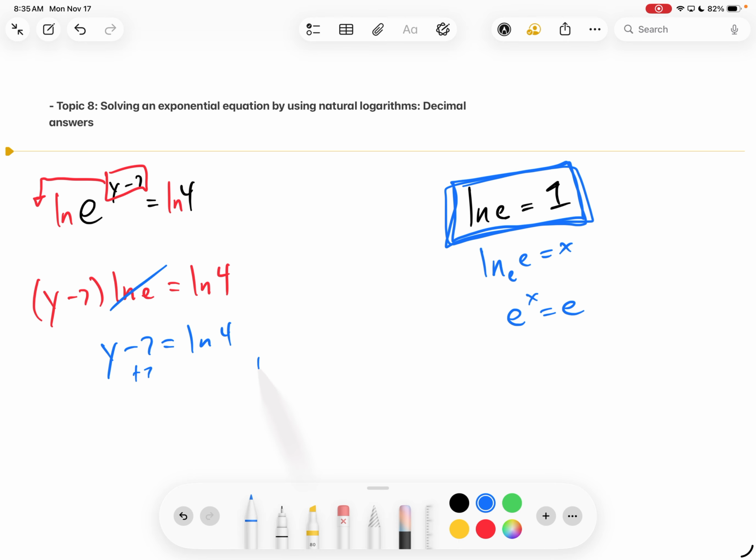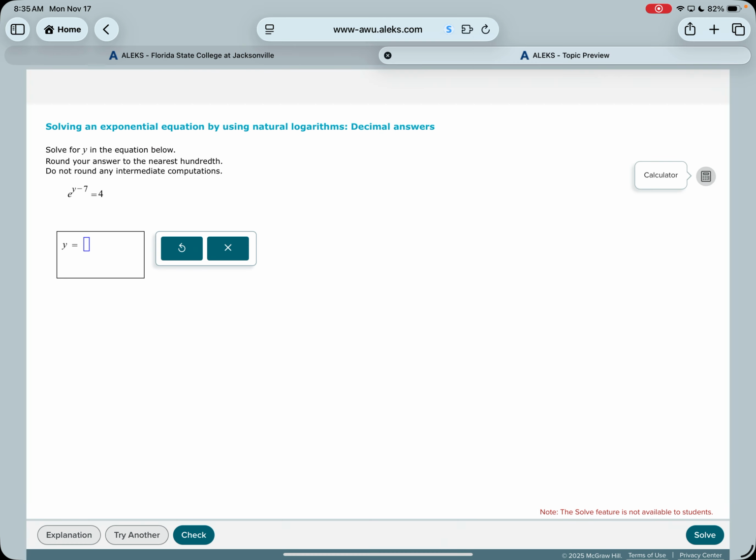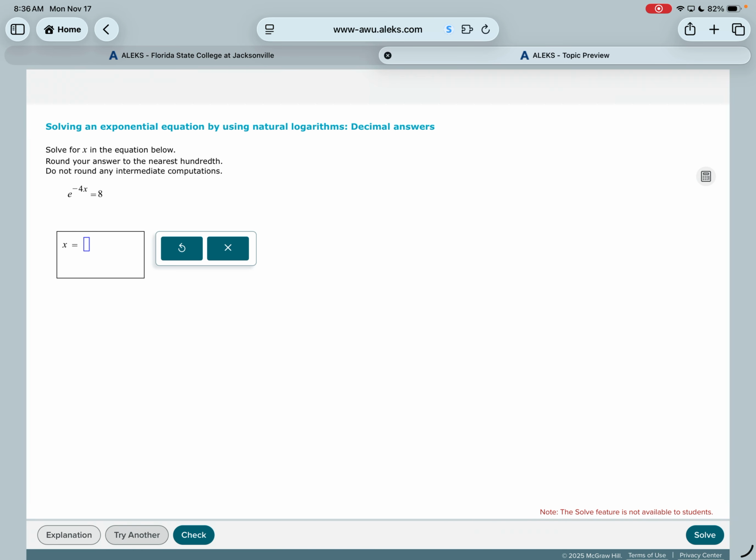So now I add 7 to both sides. Do not make this like ln of 11. These are separate numbers. This is its own little thing. You cannot make that 7. You got to do the ln of 4 first, and then add 7 to it. So go back to the calculator for a second. I do the ln of 4, and then add 7 to it. So never separate that ln out from its number. That is its own little people group. Leave it alone.